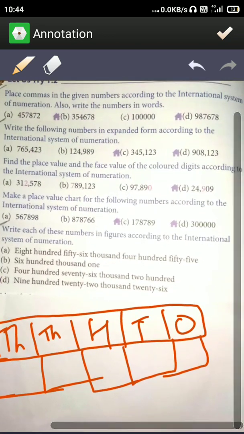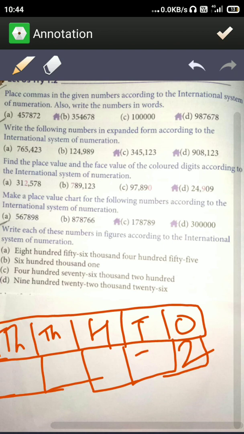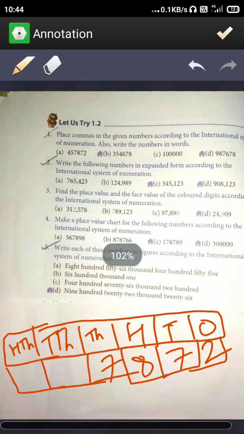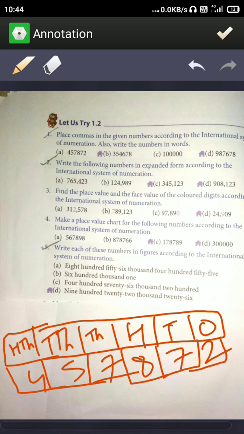We will place from the last digit: 2, 7, 8, 7, 5, 4. Now here it is in the hundred thousands place, so you will read 457,872. You have to write in words also. Okay. Then the next question is B.